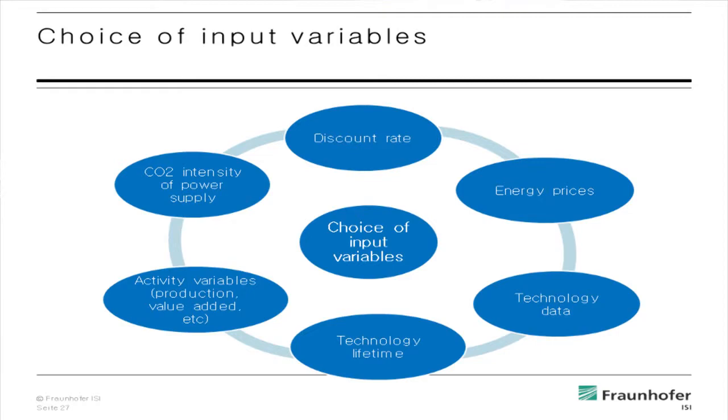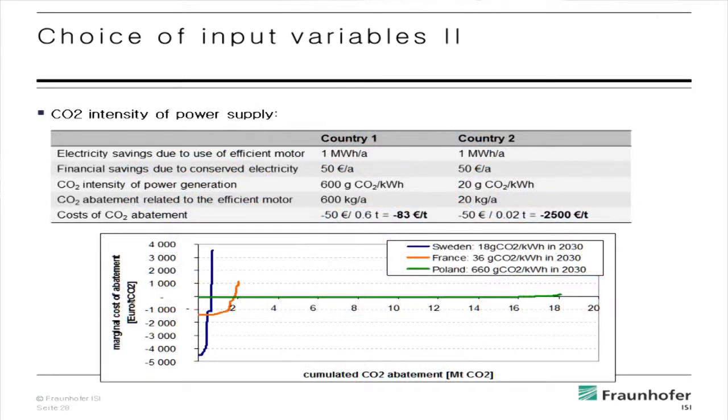What is the technological lifetime? What are activity variables, of course? So production, for example, is an important variable when trying to determine my mitigation potential. And of course, the CO2 intensity of the power supply. And this is a brief example of how the CO2 intensity of the power supply changes the energy efficiency abatement, or the CO2 abatement. You can see here that Poland, for example, who has a rather high CO2 content of its power supply because they're using a lot of coal. Of course, if they introduce energy efficiency measures, the potential to reduce CO2 emissions is much higher at lower cost compared to those countries that have a rather low CO2 content of their power mix, like Sweden or France, who are using lots of hydropower and nuclear.